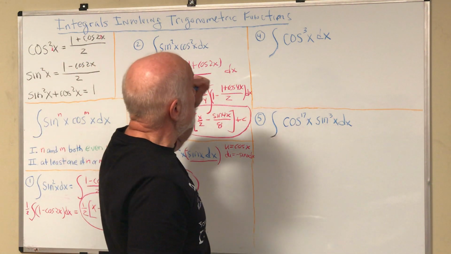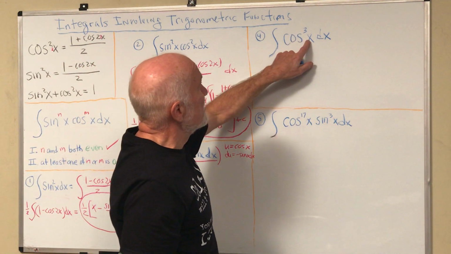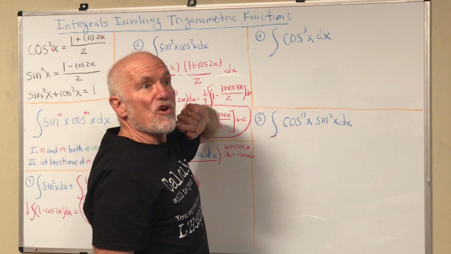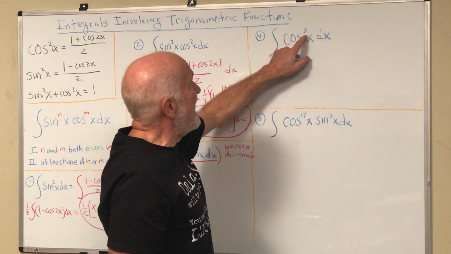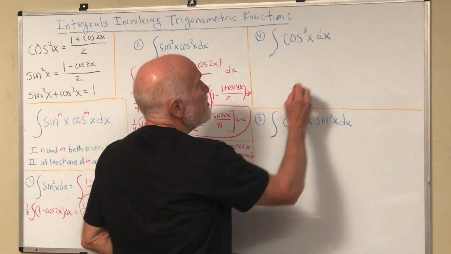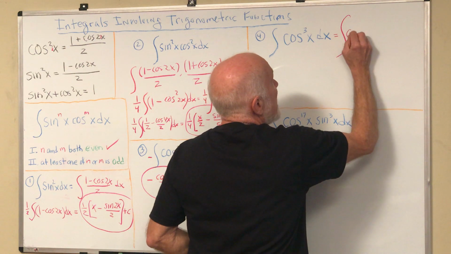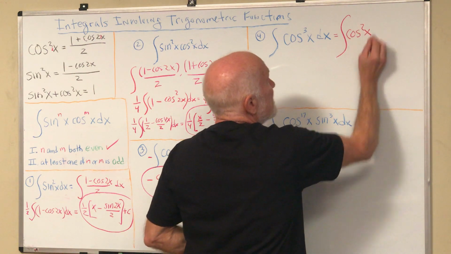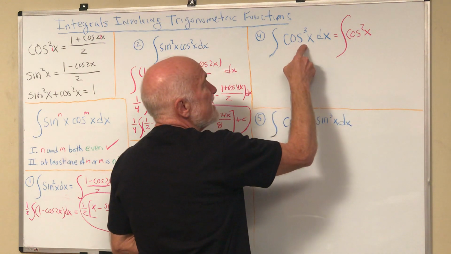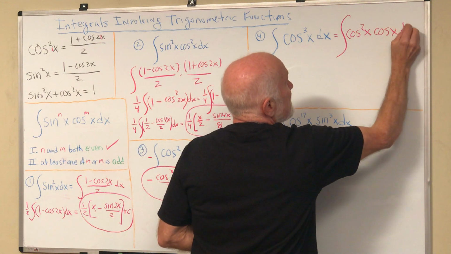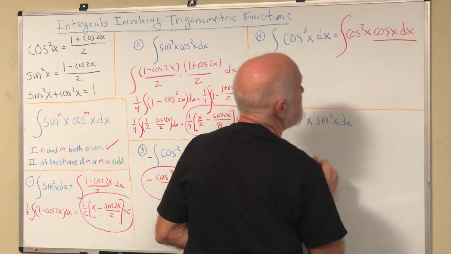Okay, here's another one. Cosine cubed of x, sine to the 0 of x. So one of them is odd. That one you have to pull out. So cosine squared of x, now I'm going to multiply it times cosine of x. This has to become my du.